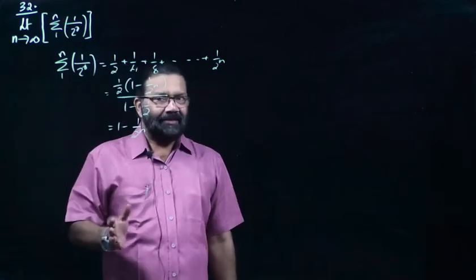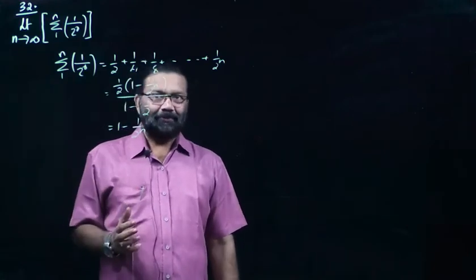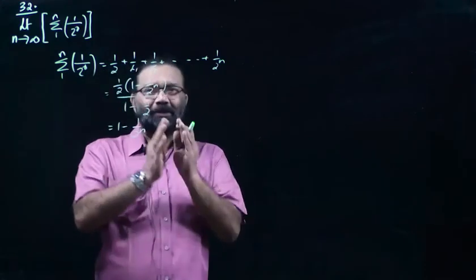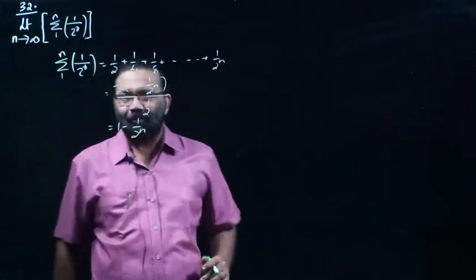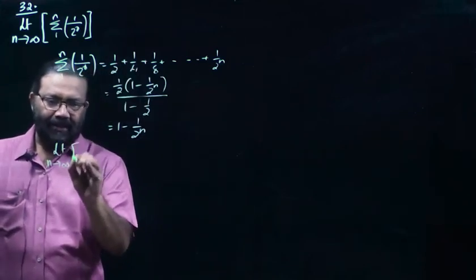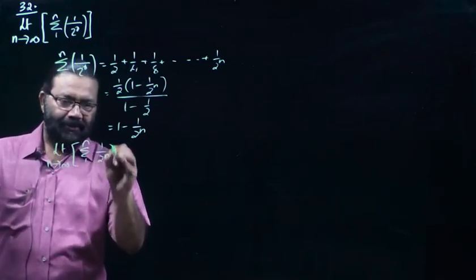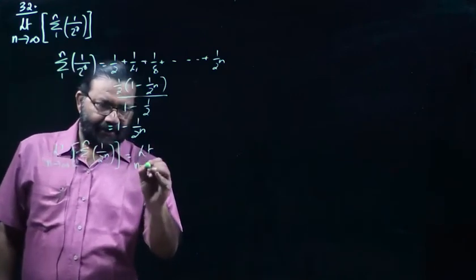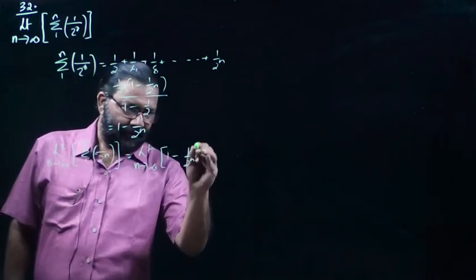Now as n tends to infinity, what happens? 1 by 2 raised to n tends to 0, that means its value is approaching 0. So 1 minus 1 by 2 raised to n is slightly less than 1. So what happens? Limit n tends to infinity, integer value of sigma 1 to n 1 by 2 raised to n, that becomes limit n tends to infinity, integer value of 1 minus 1 by 2 raised to n.